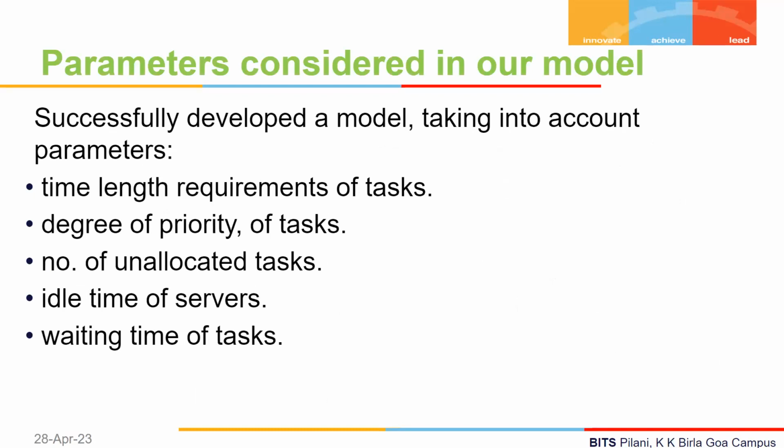Also, there is a degree of priority of tasks. We have divided the tasks into two categories: high priority tasks and low priority tasks, on the basis of subscription models. The next parameter is the number of unallocated tasks. We have also seen how many tasks are unallocated, along with the idle time of the servers and the waiting time of the tasks.